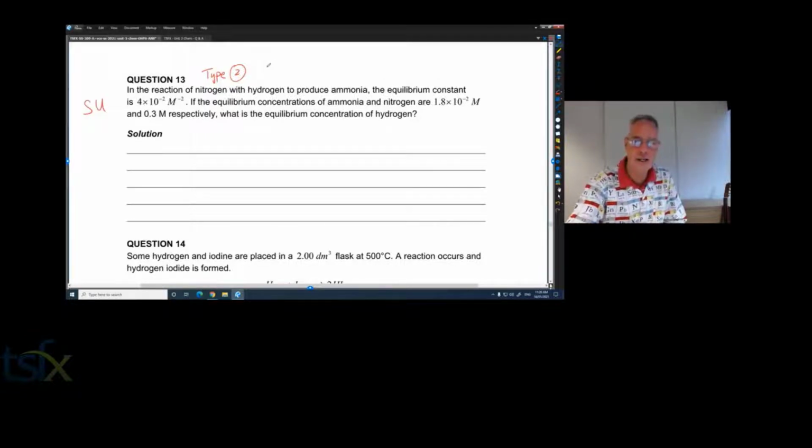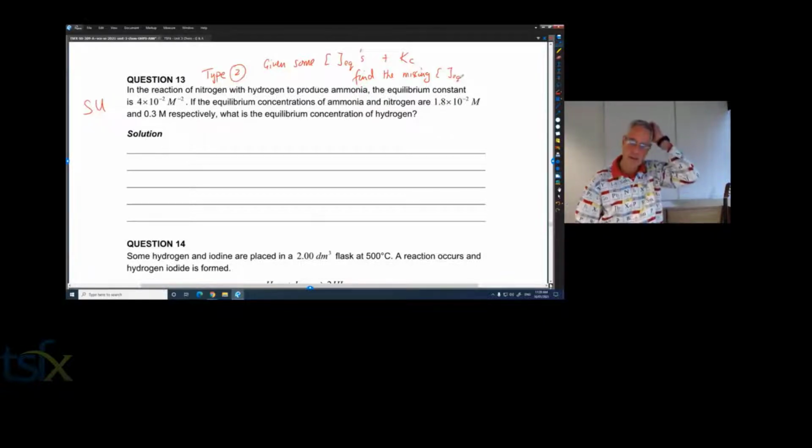But basically type 2 says, given some concentrations at equilibrium, plus the Kc, find the missing equilibrium concentration. All right, read that question in the same reaction. So you've got the equation on the previous page. They're given the Kc, note 1 sig fig. If the equilibrium concentrations of 2 of them are that and that, note the sig figs. What is the equilibrium concentration of the missing one?